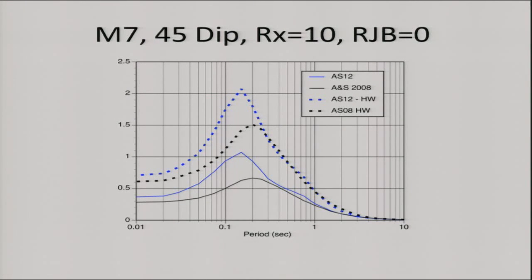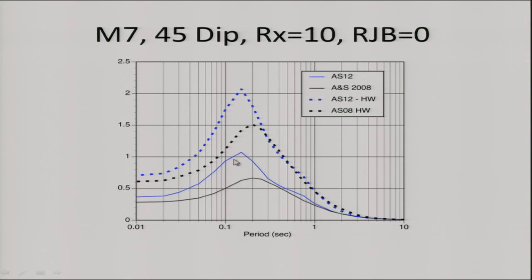If we look at the effect of the hanging wall, the hanging wall is a big deal. This is a magnitude 7, 45-degree dip, and what I've shown you is the dashed lines are hanging wall sites, the solid lines are footwall sites. This is the new model versus the old model, in close over these events. We're getting a large increase here at the short periods.